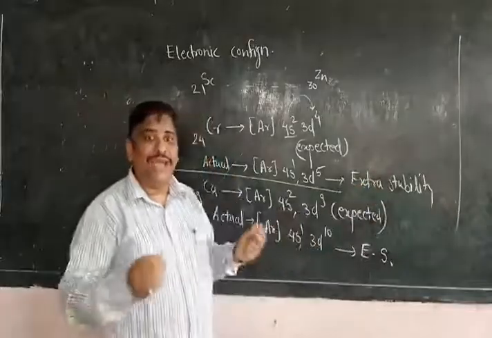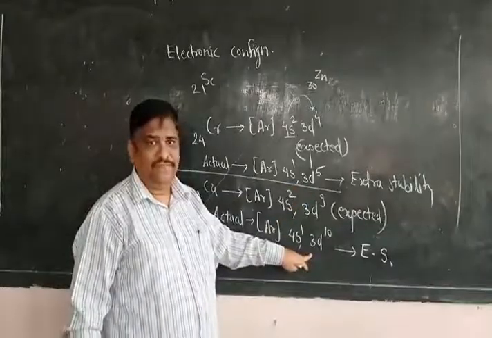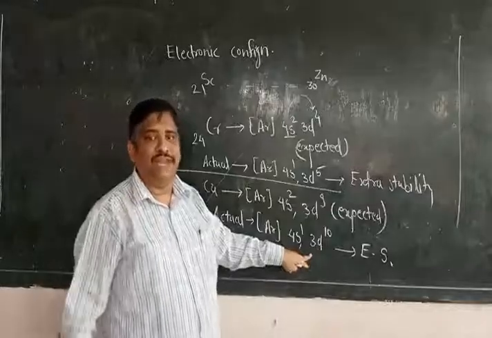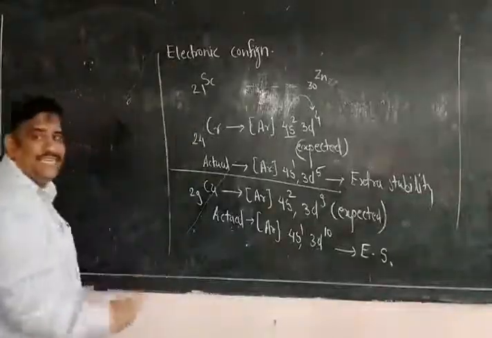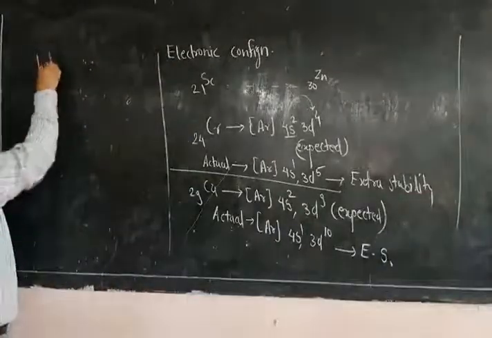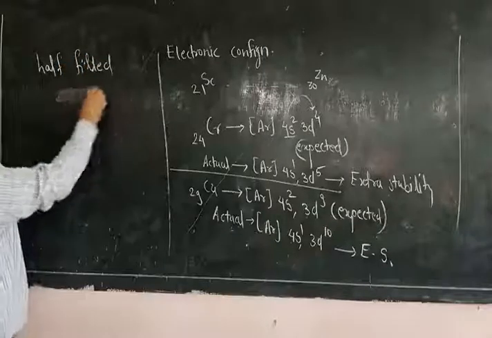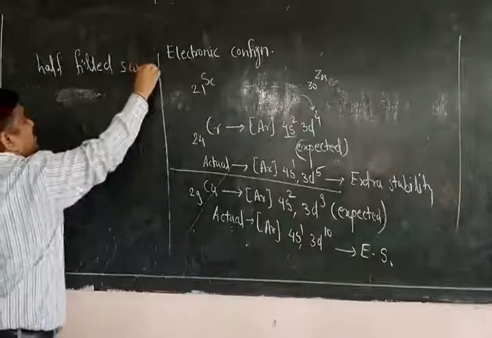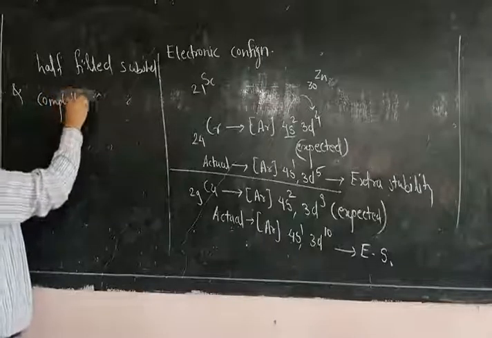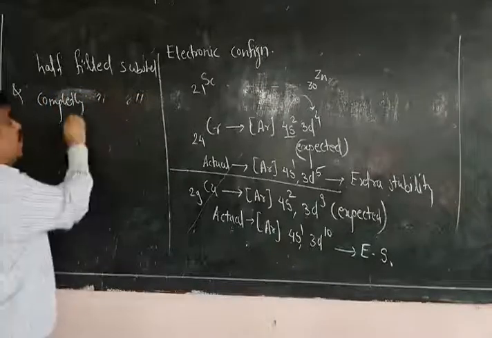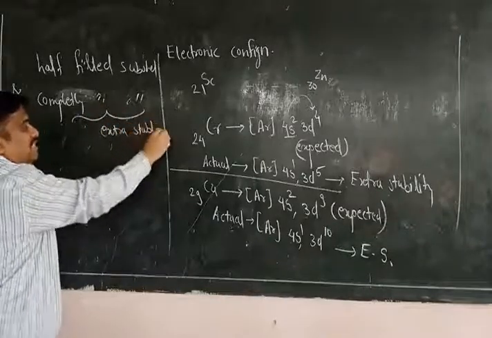Now let us discuss why the extra stability is gained by D5 and D10. In first year, you have discussed the extra stability principle. What is the extra stability principle? The extra stability principle states that a half filled subcell, not only D, a half filled subcell, and a completely filled subcell, both conditions are extra stable.